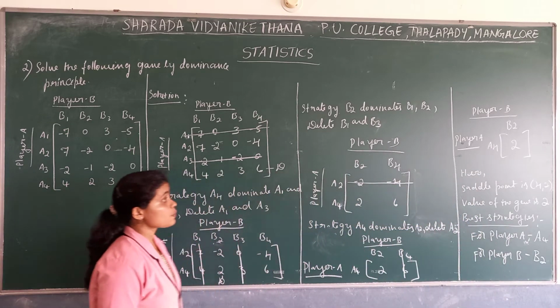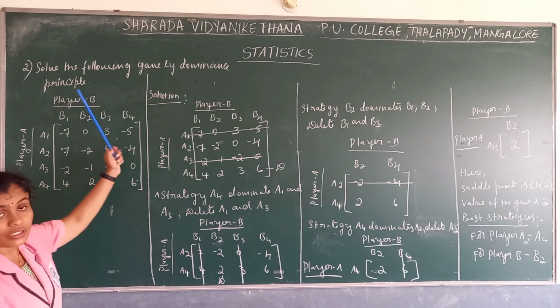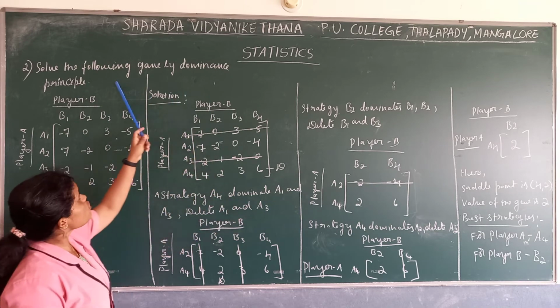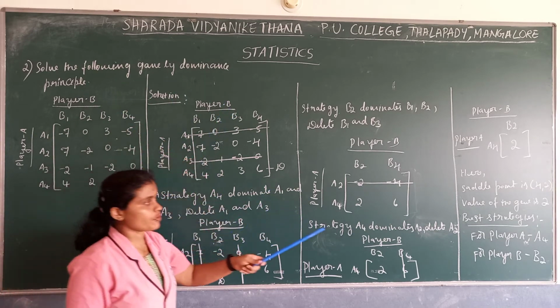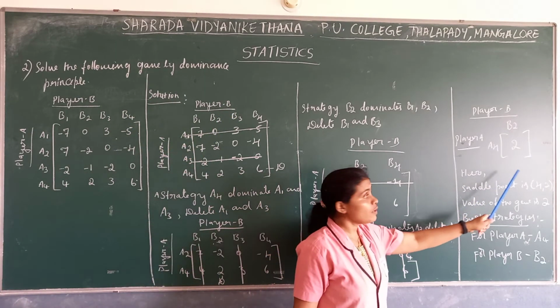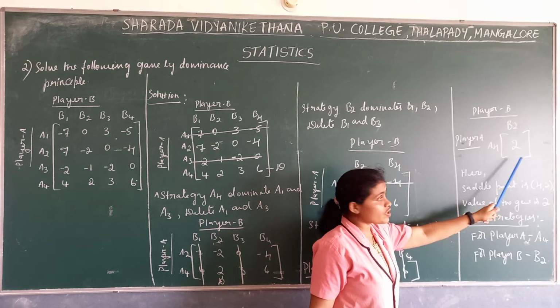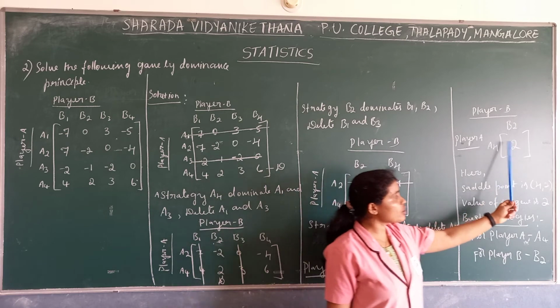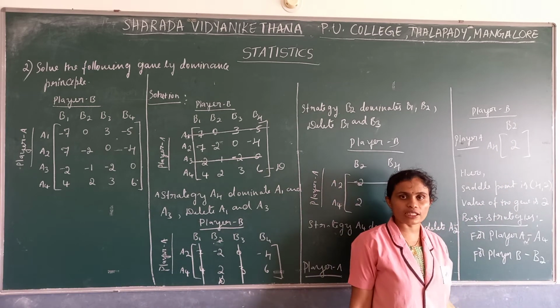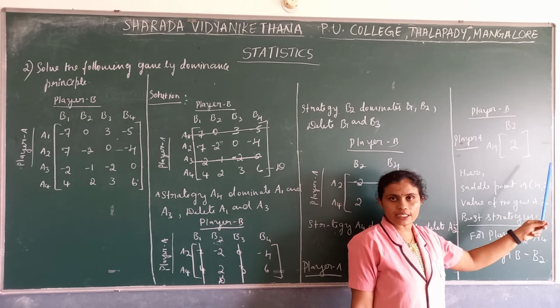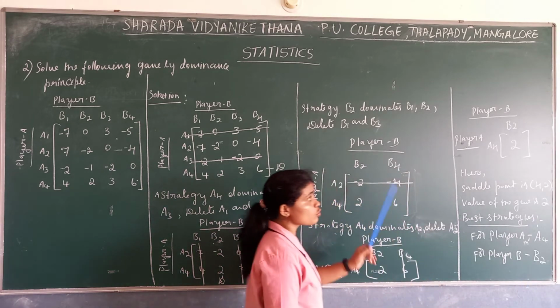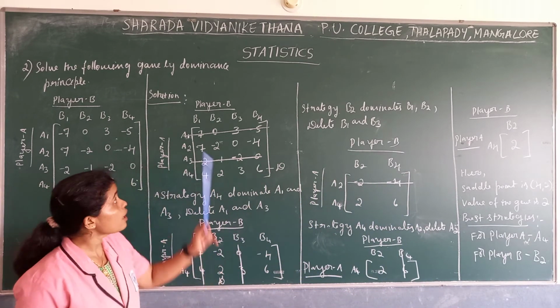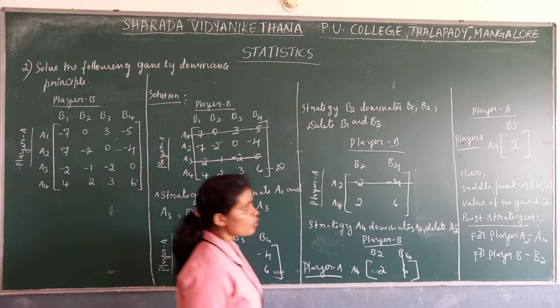Now, in the previous problem, they asked the question whether the game is fair. In this question they did not ask that question. If they ask whether the game is fair, this is not a fair game since we did not get 0 here. If we get 0 here, we can write that this is a fair game. It's not necessary to write whether it's a fair game or not because they have not asked in the question.